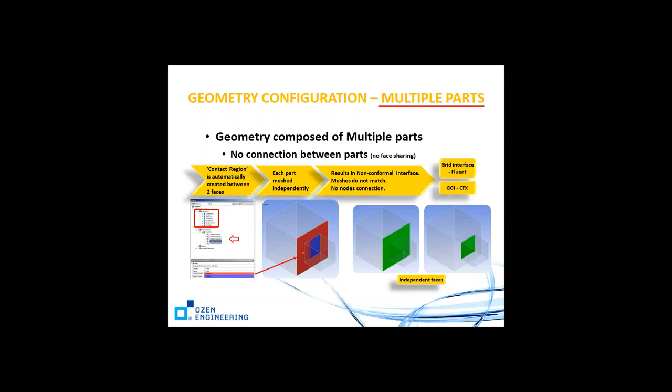So what happens in that case is that if you're doing an FEA problem, that's a contact region. ANSYS will automatically create a contact. But if you want to go to CFX or Fluent, then in Fluent, you will have to specify a grid interface, or if you're using CFX, you'll have to specify a general grid interface, GGI, in CFX. So this is what happens if the geometry does not share a common face between them.